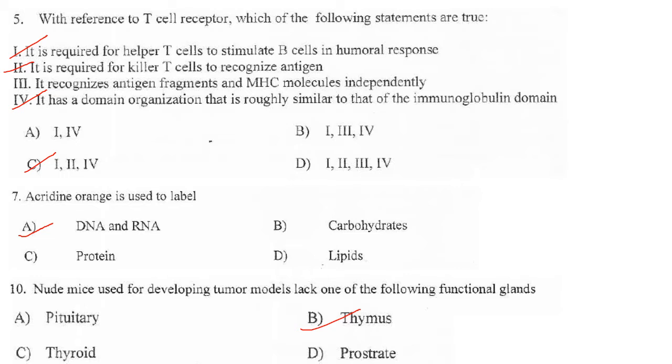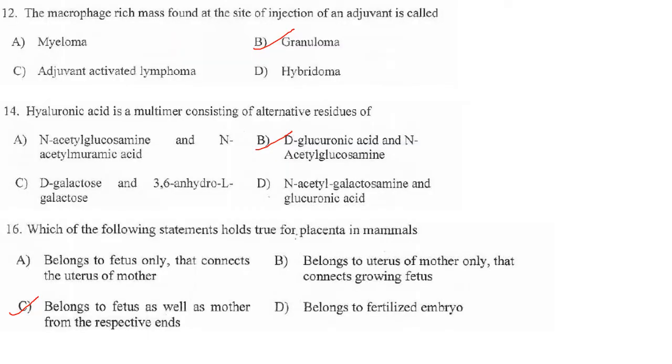The next one, acridine orange is used to label. So acridine orange is cell permeable, which allows the dye to interact with the DNA by intercalation or RNA via electrostatic attraction. So both DNA and RNA is the correct answer. Then nude mice used for developing tumor models lack one of the following glands. So nude mice lack the gland thymus. Then the macrophage-rich mass found at the site of injection of an adjuvant is called granuloma. And myeloma is cancer that forms in a type of WBC called plasma cell. And hybridoma is a culture of hybrid cells that result from the fusion of B cells and myeloma cells.